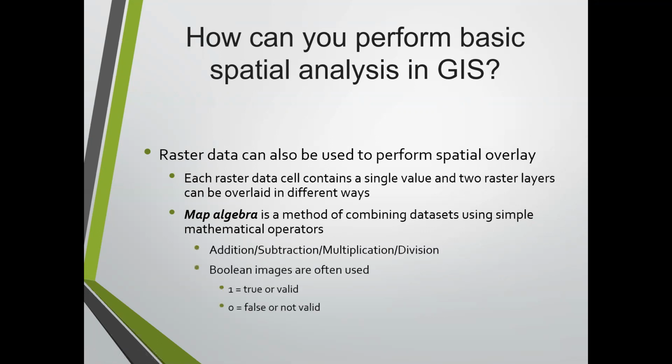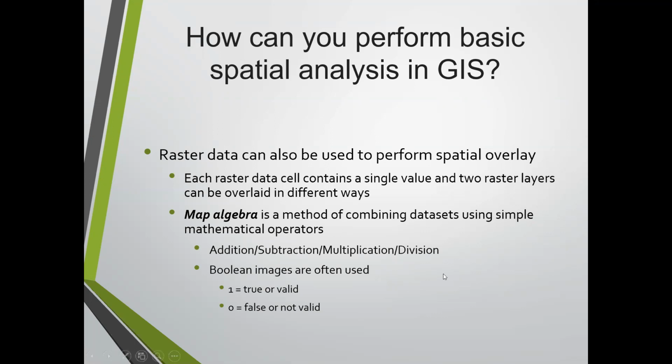So one of the things we can talk about when we do map algebra is the concept of doing addition, subtraction, multiplication, and division between two images. Now, some GISs will actually allow you to do maybe three or four images at one time. The typical way of doing it, though, is just two images at a time, and then you do two more images, and then you keep bringing them together and together and together.